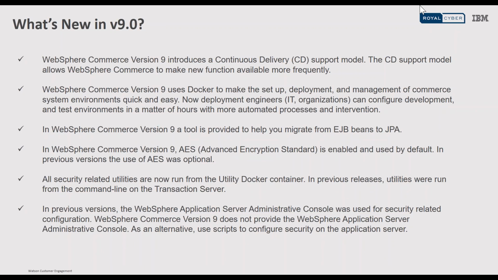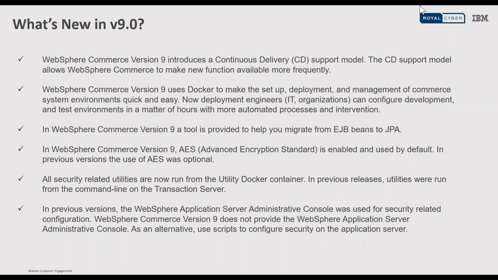What I have also done is I have tried to put in simple lines what is new in terms of features. So IBM is introducing a continuous delivery model, which will make your life easier by making everything automated. Version 9 will be using Docker. It will also provide you a tool which will help you migrate from EJB beans to JPA.